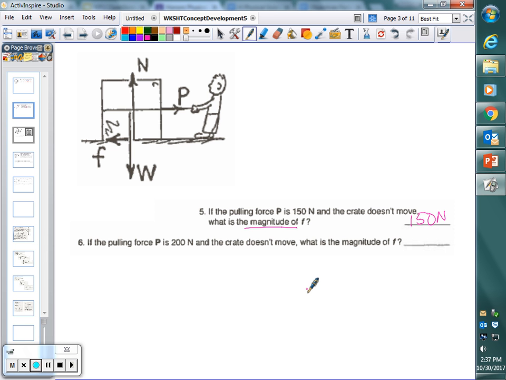This is number 6 on the product. And the crate still doesn't move. What had to happen to the frictional force? It had to increase as well. To what? 200 newtons. Because if something isn't moving, the net force has to be what? Equal to 0.